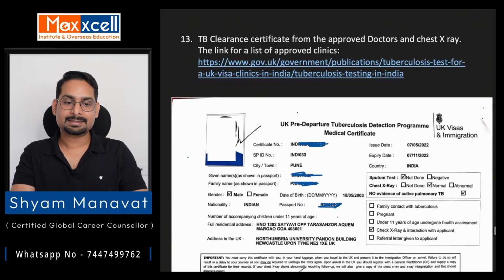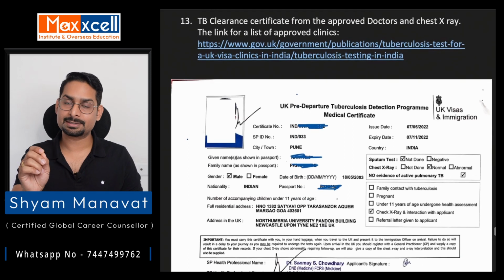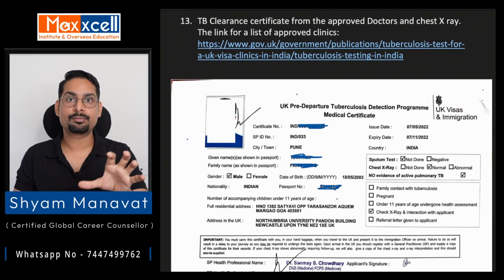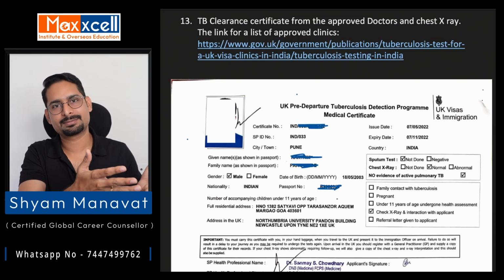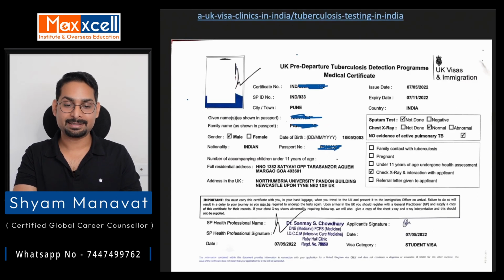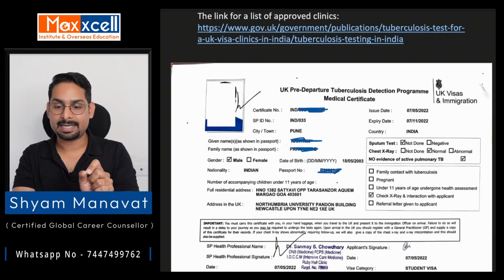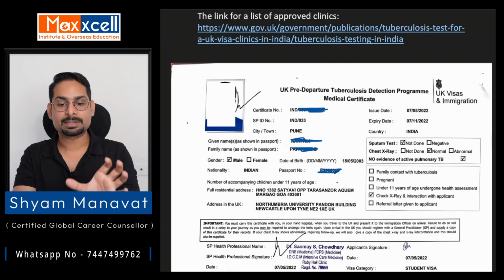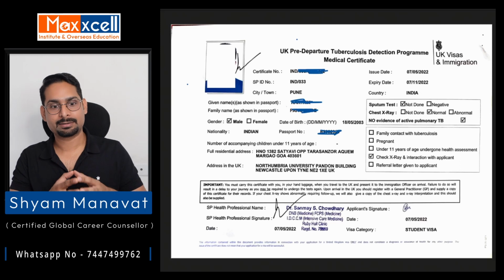Next is the TB clearance certificate. So the TB clearance certificate, you will get from a recognized or approved UKVI clinic. So you can't just go to any particular clinic and get the certificate. All right. That's why you can see that this TB test has UK pre-departure. This mentions UK Visa and Immigration. This logo is mentioned, right? So this particular TB test you will get from any recognized or approved TB test center.